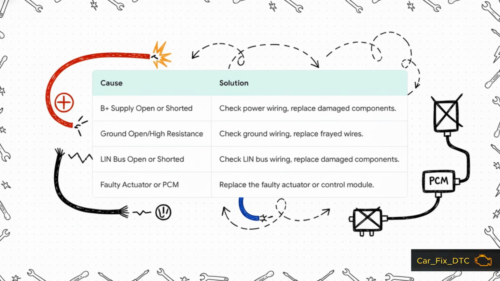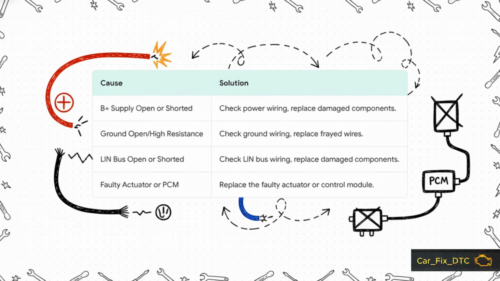First up, the B+ supply. That's just the main power wire going to the actuator. If that wire is broken or shorted out, the actuator gets 0 power, so it can't talk back. The fix? You gotta inspect that wire for any damage. Second, we've got the ground wire. You know, every electrical part needs a good ground to complete the circuit. If that wire is frayed or all corroded, same problem, no communication.